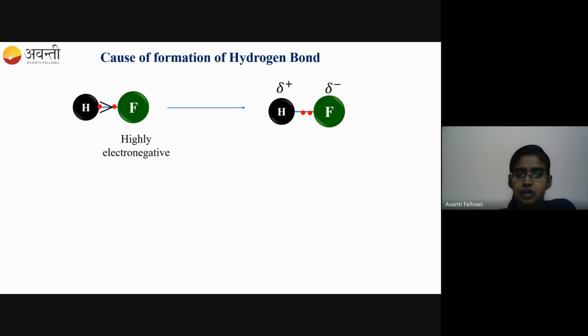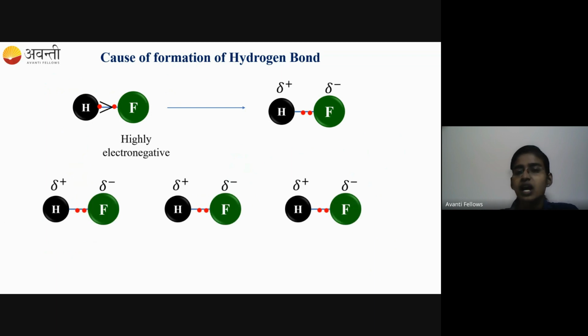Because of this, when we bring another HF to this first HF, because of this polarization, there is a formation of hydrogen bond between the negative end of one molecule and the positive end of the other molecule. You just see here, all these dashed lines denote the hydrogen bonding. So these are the hydrogen bonds. This is the cause for the formation of hydrogen bond.